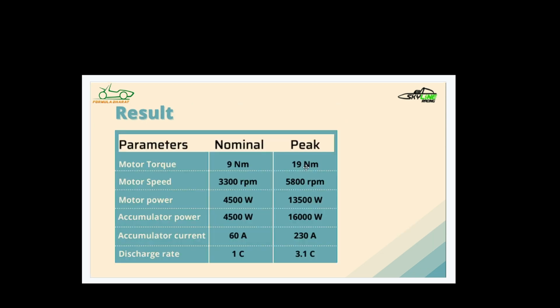So these are the different results related to motor and accumulator. Discharge rate: to specify, the peak discharge rate is when the motor is in the high performance mode, it's 3.1 C.